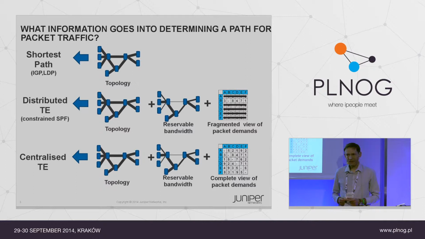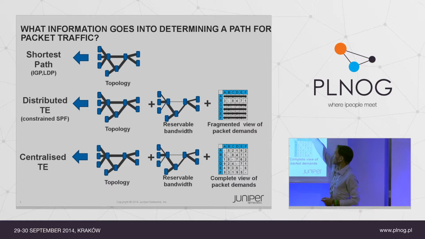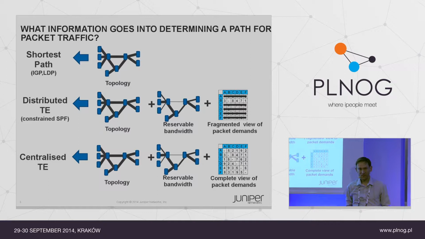And so if you consider this as a traffic matrix, where we see all the n squared demands in the network, router B only knows about how much traffic it needs to send to other routers in the network. It's got no visibility of the other demands. This can lead to conflicts and inefficiencies.